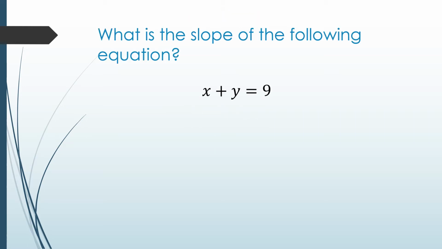So if I have this equation here, x plus y equals 9, I shouldn't have to rearrange it just to find that m in front of the x term.